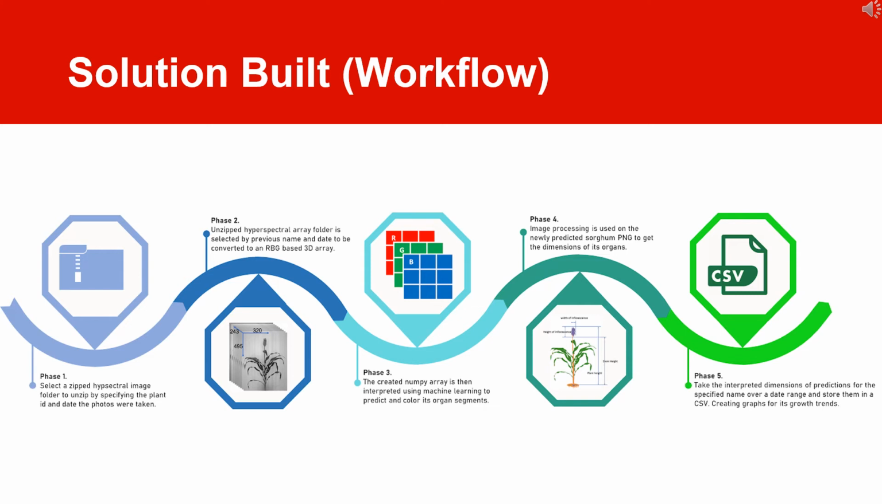Next, in phase 3, we convert the NumPy array to a 3D array, which colors the defined organ groups by assigning them RGB values. This then returns a completed predicted image to phase 4, where we use image processing for this prediction to get the desired dimensions of the organs. Once we have these measurements, we pass them to phase 5, where we add them to their respective CSV file, creating a record of their growth of the organs over time.